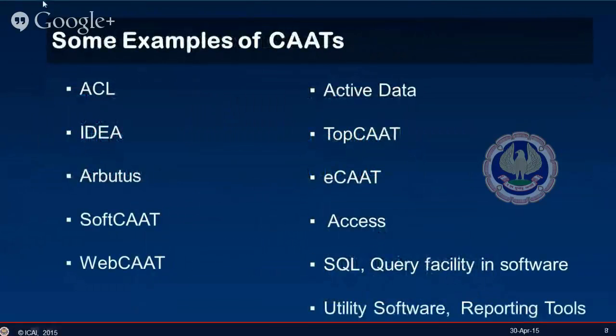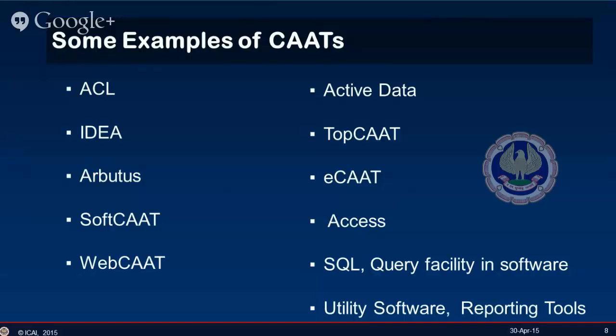Let's look at some of the examples of CAAT software, the prominent software which are used. The first one is ACL. ACL stands for Audit Command Language. Next one is IDEA, which stands for Interactive Data Extraction and Analysis. Third one is Arbutus. Then you have SoftCAT, WebCAT, Active Data, TopCAT. Like this, there are multiple software.